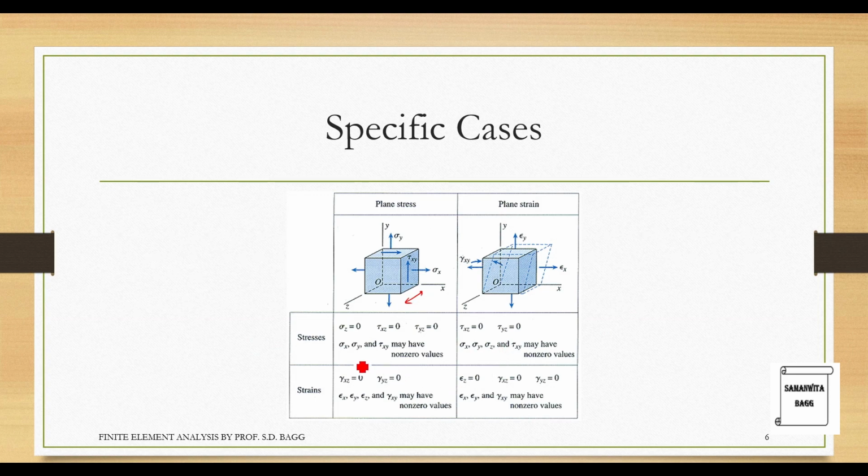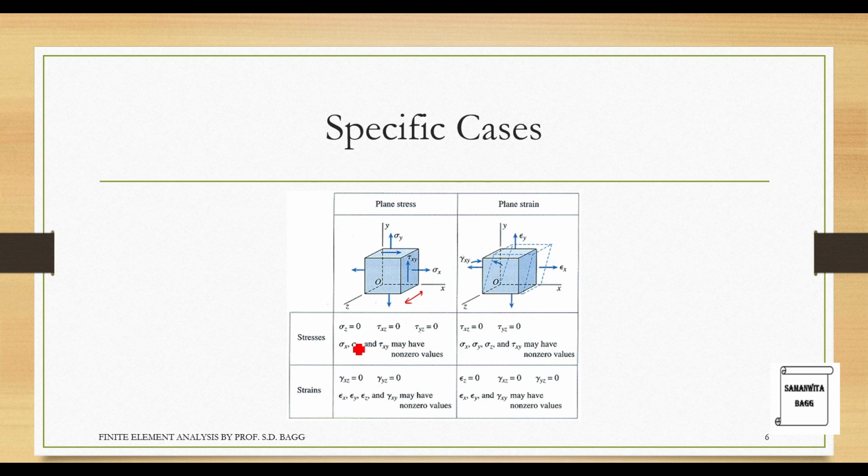Now here if you see, for plane stress condition, the stresses are given over here. Sigma Z is 0 as we just discussed, and the shear stress along XZ is 0 and shear stress along YZ is 0. But along this XY direction, it is existing. So that is what is given here. Sigma X, Sigma Y and shear stress along XY may have non-zero values.